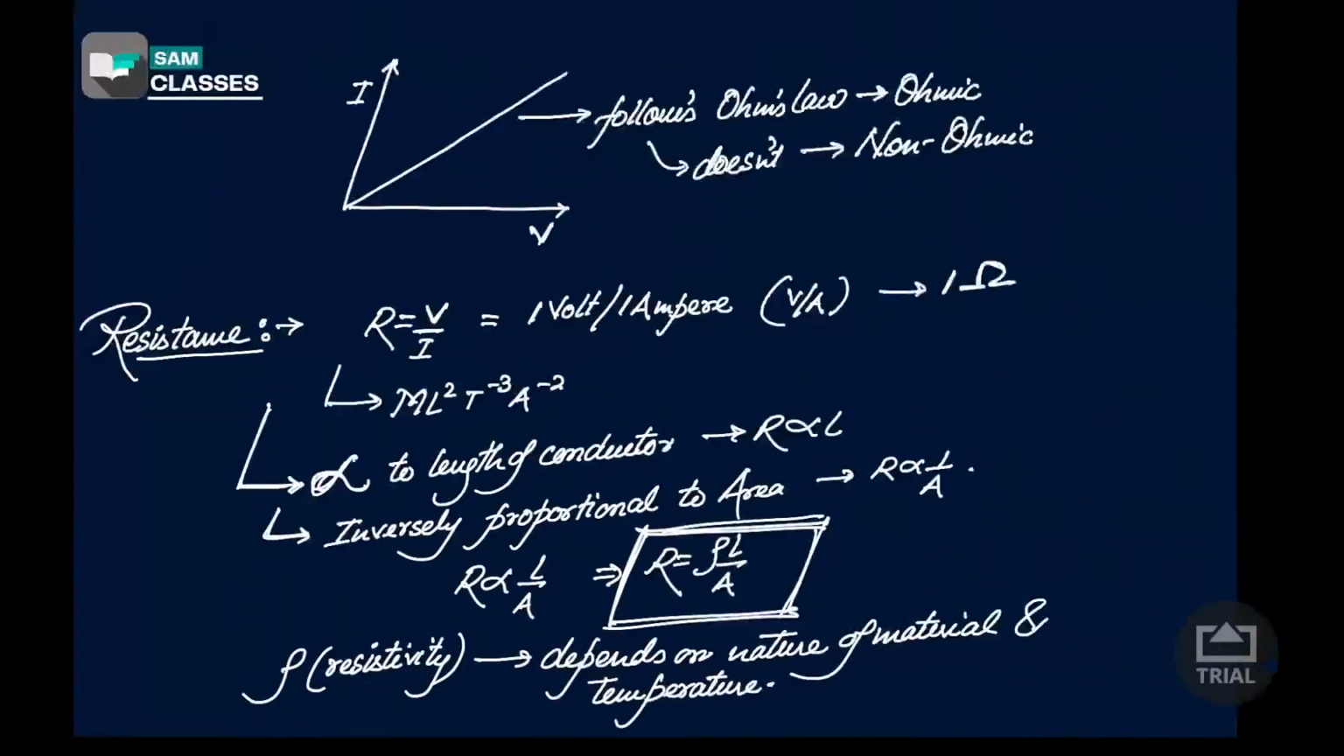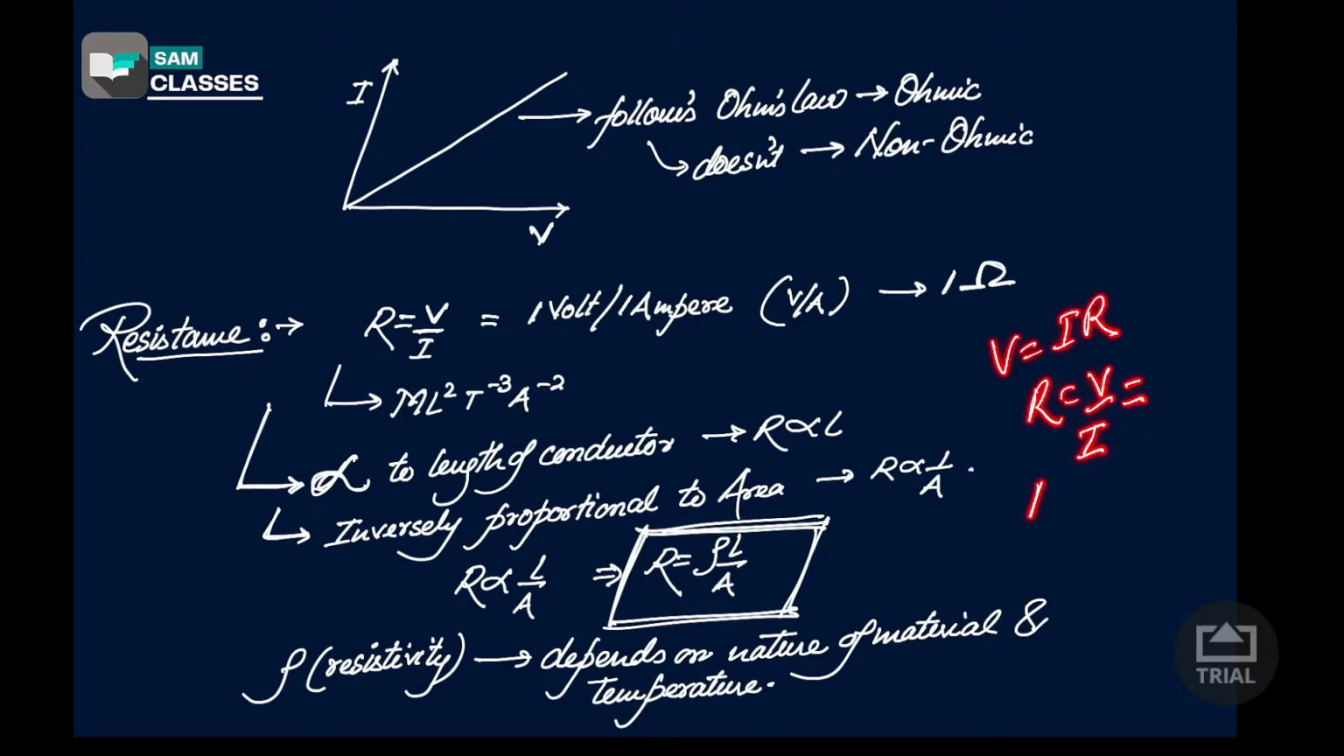Next, everybody, let's see the next part. Now, anything which follows Ohm's law, we can directly say it's ohmic. Which doesn't follow Ohm's law, non-ohmic. Simple, nothing much there. Now, resistance. V is equal to IR. So, R is equal to what? Potential by current.